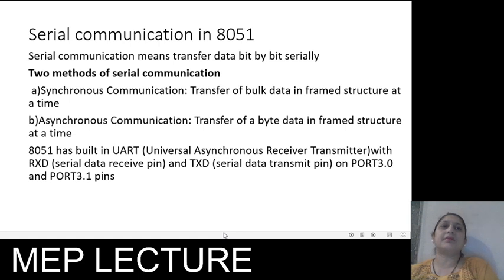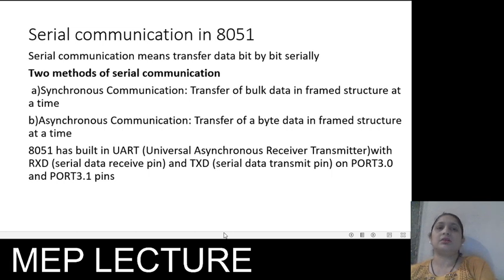I think everyone knows what serial communication is. When we transfer data in serial communication, we transfer the data bit by bit. There are two ways to transfer the data serially: synchronous communication and asynchronous communication. Now, what is synchronous communication? When we transfer a bulk of data in frame structure at a time, it is called synchronous communication.